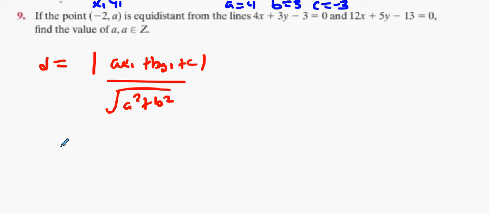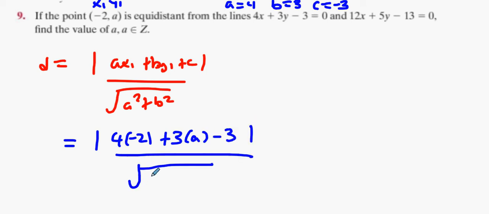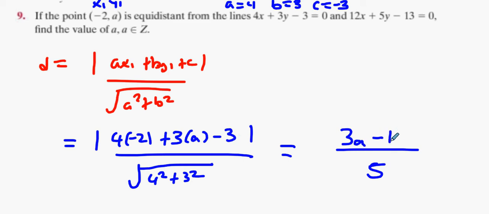And what we're going to get is 4 times minus 2, 3 times A, minus 3, all divided by the square root of 4 squared plus 3 squared. All going to be divided by 5, minus 8, 3. So, we get 3A minus 11 over 5. Actually, that's technically the modulus of 3A minus 11 over 5. Okay?